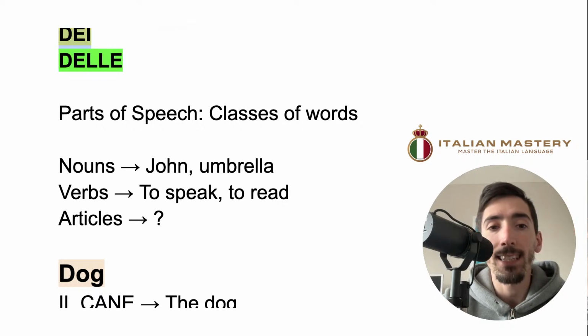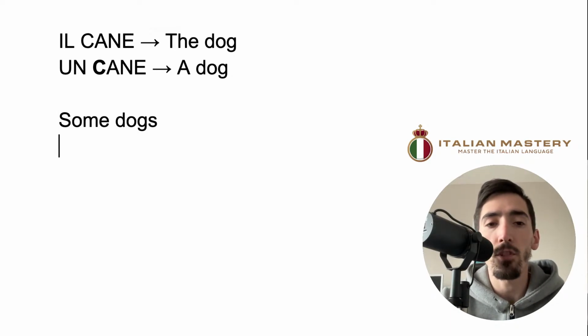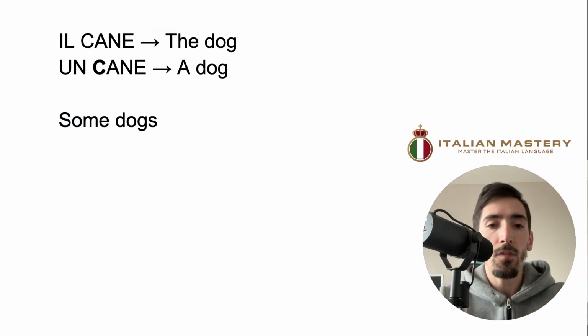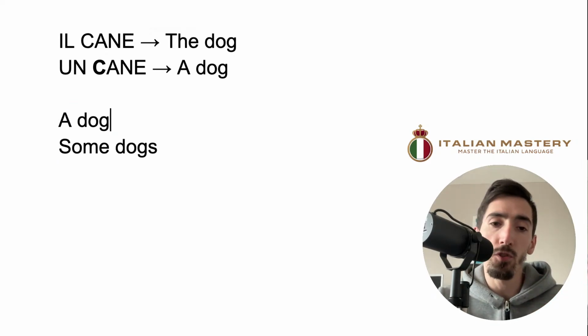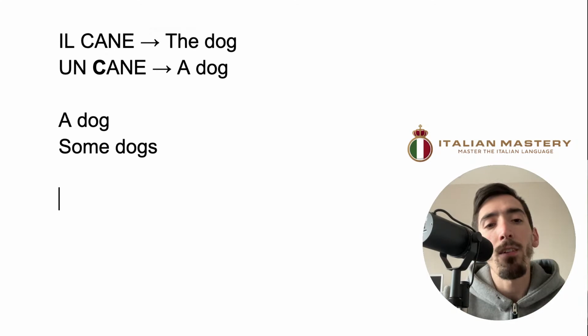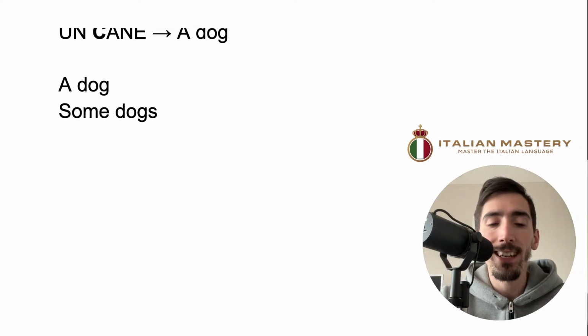Dei, delle. So let's just assume that we're talking about some dogs. Some dogs. So we want to translate some dogs. Obviously, some is an indefinite article in the plural version, right? So you would say a dog if it was singular, and you say some dogs if there's multiple ones. Now let's say that we want to translate this in Italian. So some dogs, dei cani.